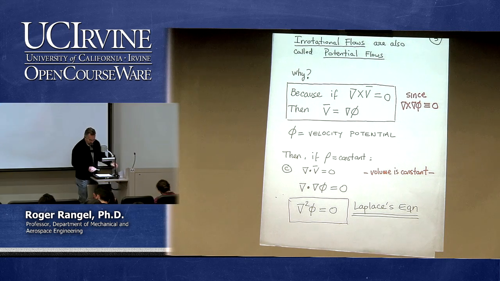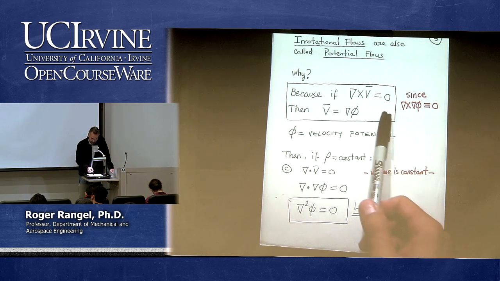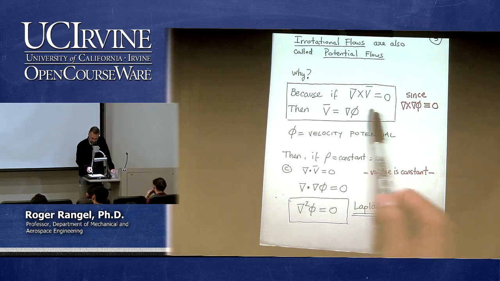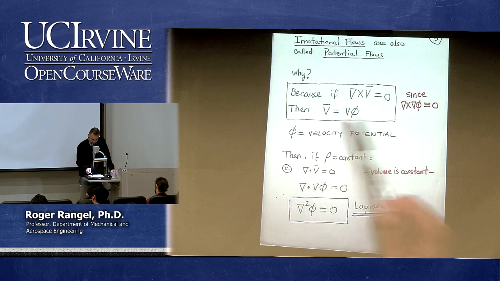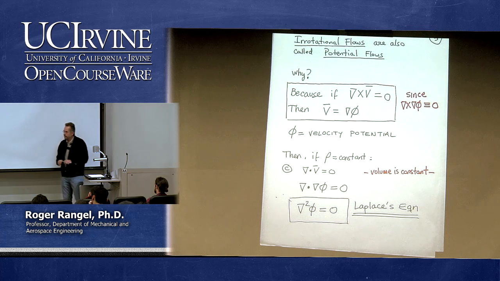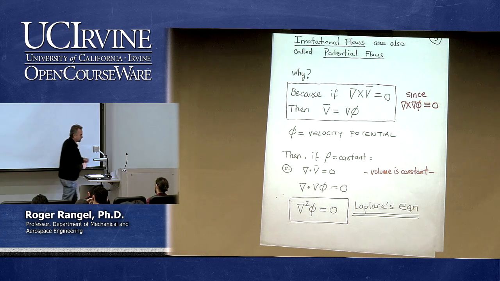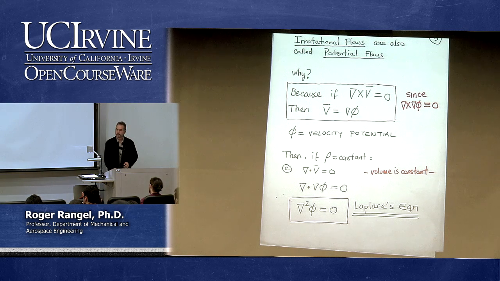So because of that, if I simply substitute that in here, then of course I want the gradient of phi to be the velocity. So the velocity potential appears just from the condition that the flow be irrotational.